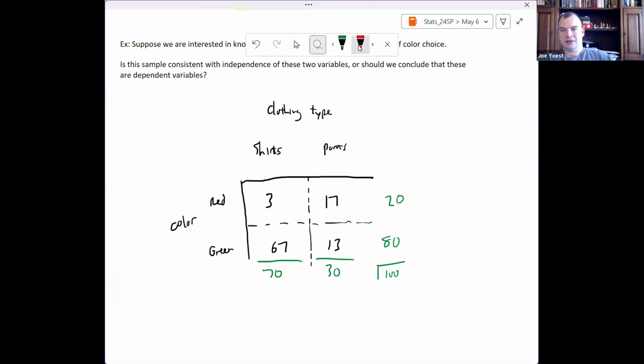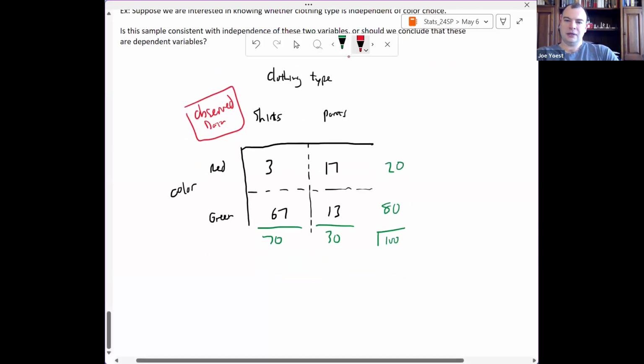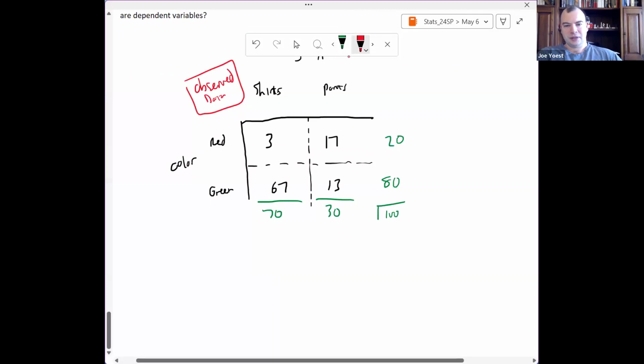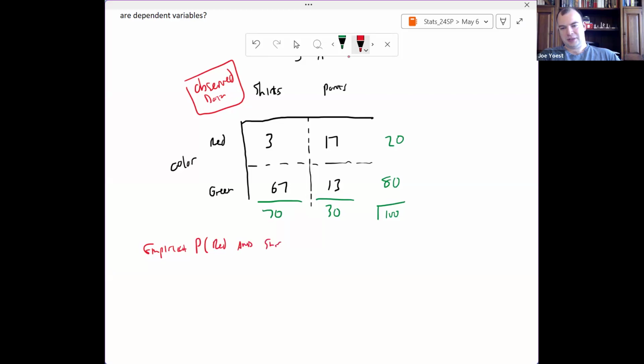And these are our observed data. So in other words, what we see is the empirical, say, probability of red and shirt is what? It's 3 red shirts that we observed over 100. That's the probability that we'd estimate from the data.